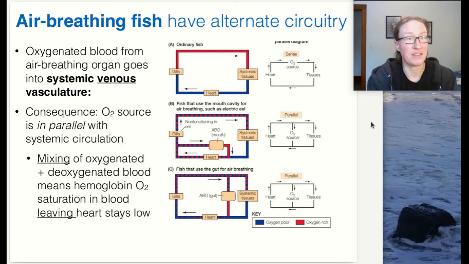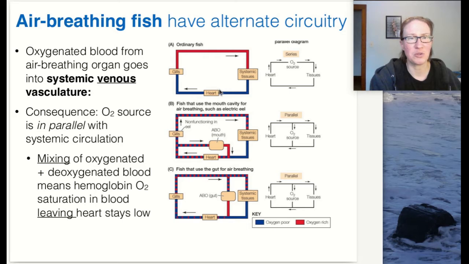Basically, in the air-breathing fish, oxygenated blood from the air-breathing organ winds up going into the systemic venous vasculature. So just to map this onto our initial circuitry diagram, that's the lower right portion of this circulatory diagram. What this means is that the oxygen source from that oxygenated blood is in parallel with the systemic circulation. It's not in series with systemic circulation, it's in parallel.